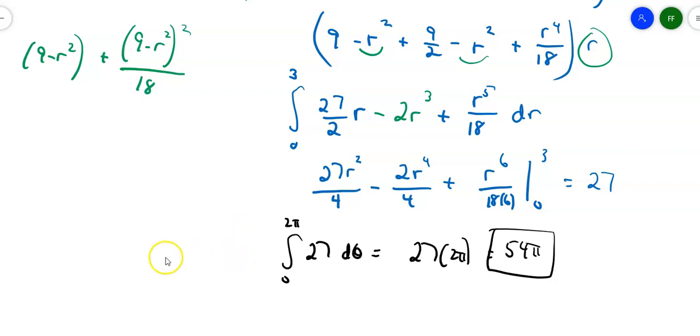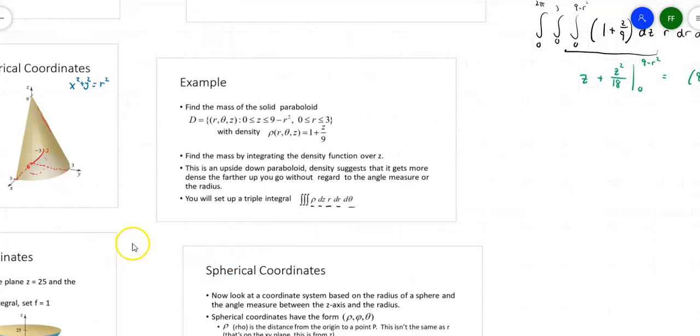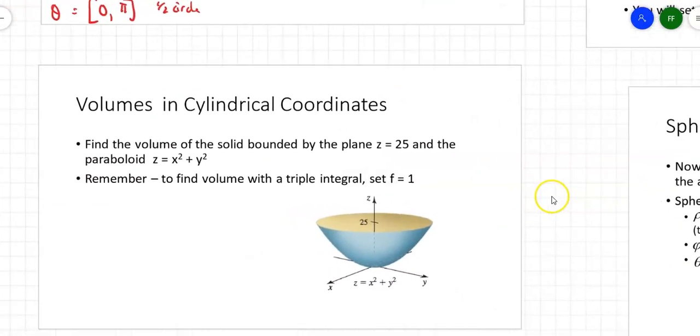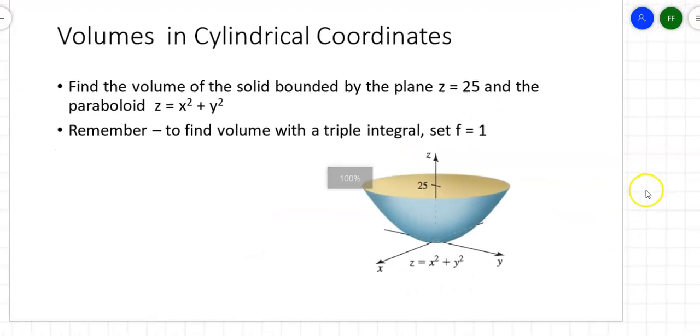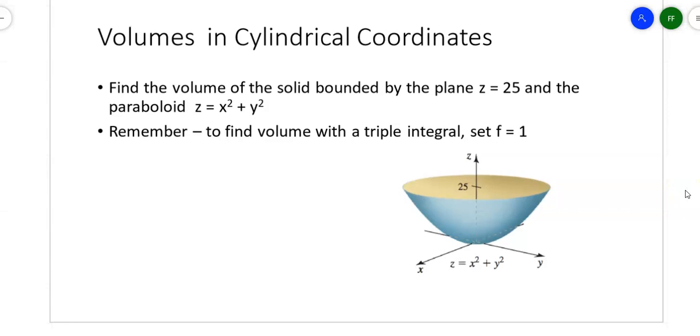All right, let's take one more look at cylindrical coordinates, and then I'll do a separate video for spherical coordinates. All right, let's take a look at this volume. Volume of the solid bounded by that plane and the paraboloid. So the plane is on the top. The plane puts a lid on top of my paraboloid, and then the rest of it fits in underneath.